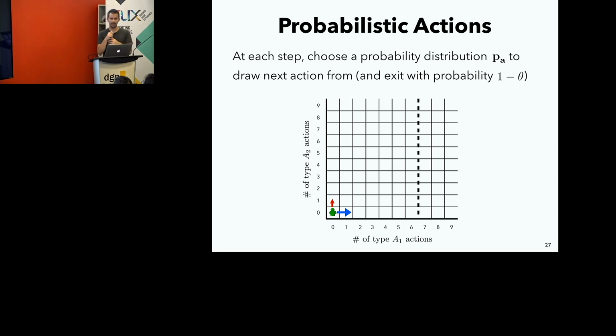We're going to assume that at every step, they choose a probability distribution, P sub A, where A is the action cell that they're in, to draw the next action from. So they're not going to say, if I'm ever at the origin, I'm always going to take one action. They're instead going to mix over a distribution of actions. And they also exit the site with probability 1 minus theta. So this becomes a direction in action space.